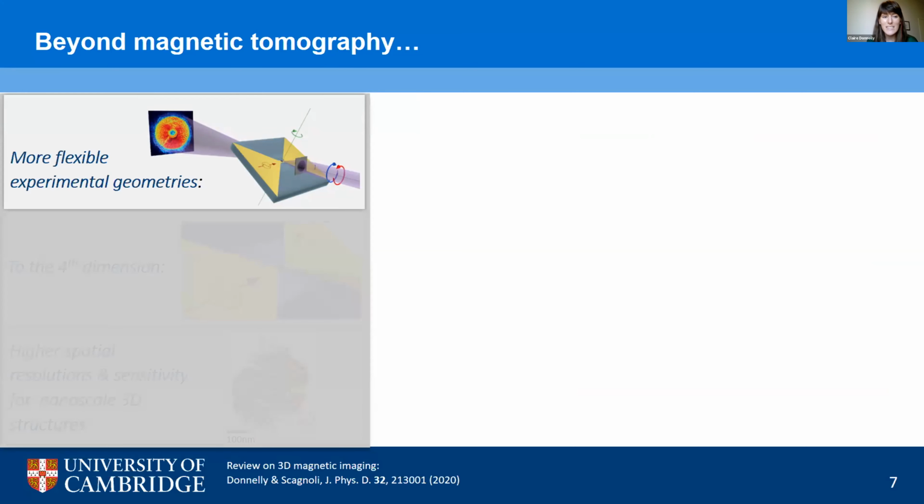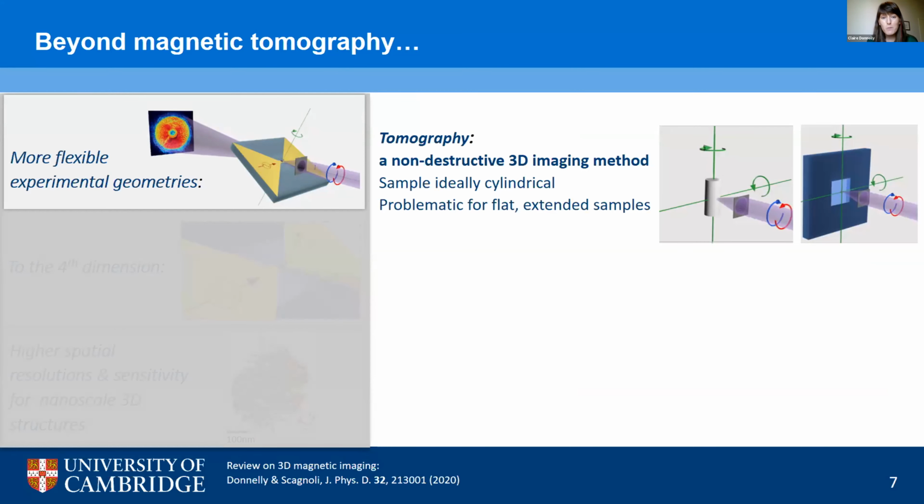So first of all, more flexible experimental geometries. The first question may be, why is this necessary? Why is tomography not a one-size-fits-all? Although tomography is a very effective, non-destructive 3D imaging technique, it is ideal for cylindrical samples. As you can imagine, when you rotate a cylindrical sample, the thickness of the sample does not change. However, when we have an alternative geometry of samples, such as a silicon nitride membrane that you can see in the schematic, at certain angles when you rotate the sample, you actually block the X-ray beam, meaning that you lose data and you can introduce artifacts into your reconstruction, into the vector field that you obtain from the imaging process.